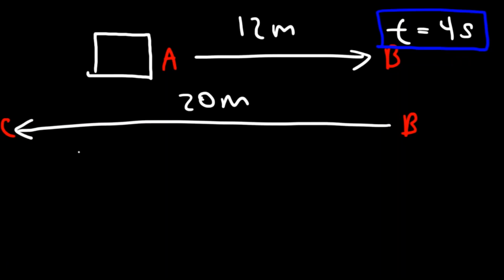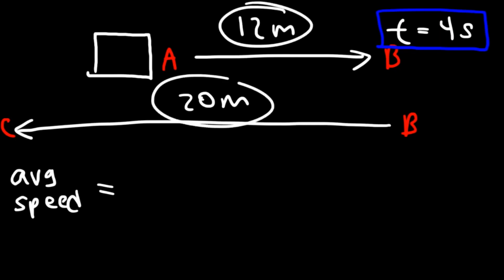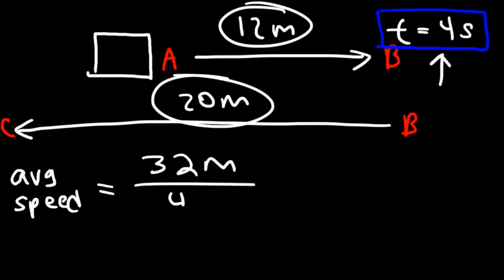To calculate the average speed, we need to determine the total distance and divide by the total time. The total distance is simply 12 plus 20. If you add those numbers, it will give you 32 meters. And the total time is 4 seconds. So 32 divided by 4 is equal to 8. So the average speed is positive 8 meters per second. Keep in mind that average speed is always positive.